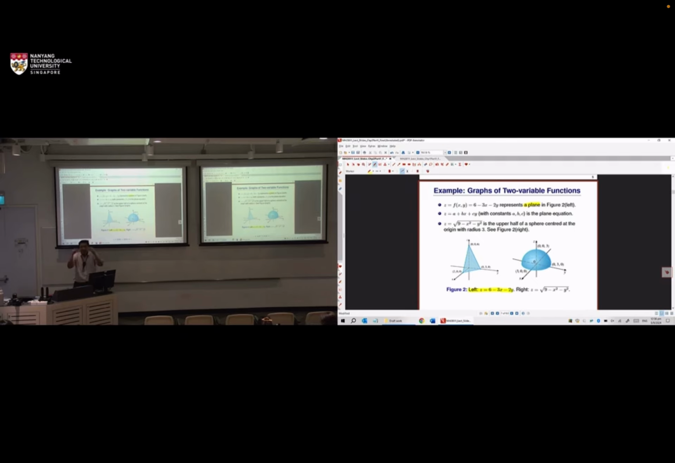Because all these are sitting on the x-axis, y-axis, z-axis. So when you are sitting on the x-axis, your y and z value must be 0. When you are sitting on the y-axis, your x and z value must be 0. When you are sitting on the z-axis, your x and y must be 0. So that's how you eliminate away and get the other term. Alright? Okay, and then you join up the 3 points.